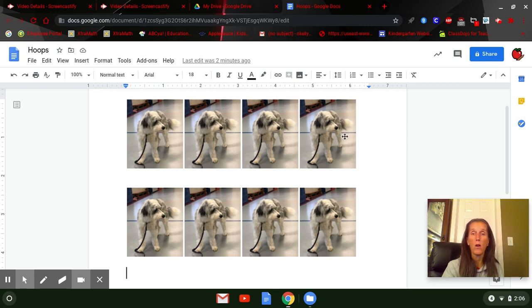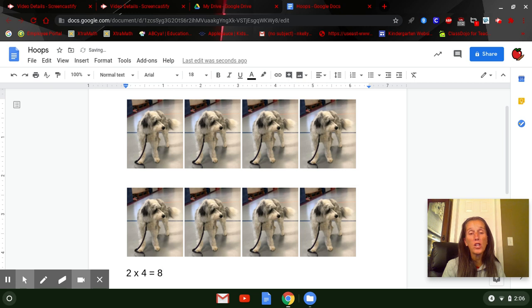So I see one row, two rows. So I have two rows. So it's going to be 2 times something. And now I'm going to figure out how many pictures of Boomer are in each row. So I see 1, 2, 3, 4. So the multiplication problem for this picture would be 2 times 4 pictures of Boomer in each row equals, altogether, the answer would be 8.